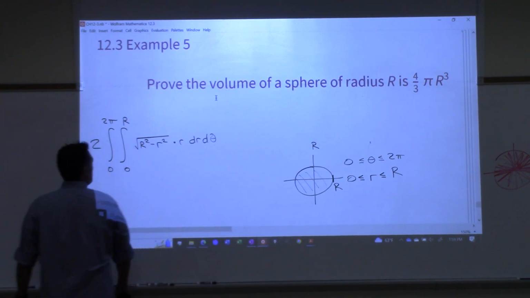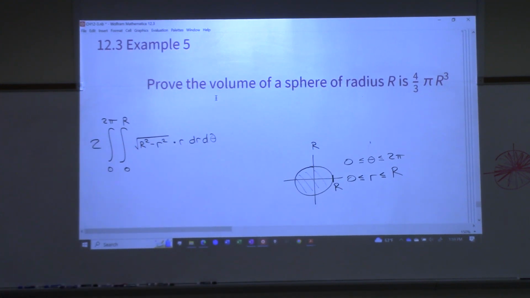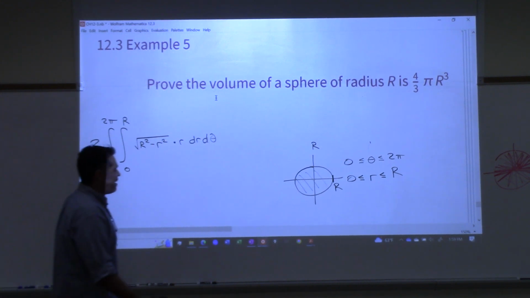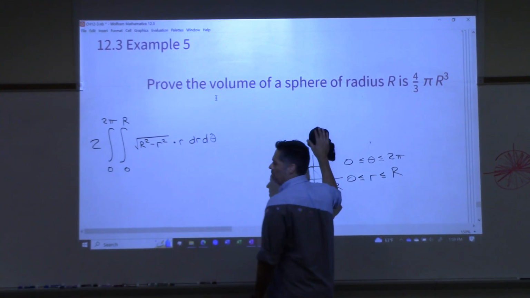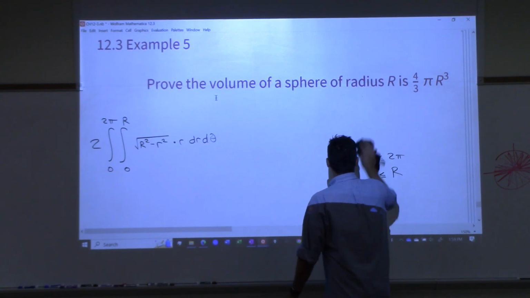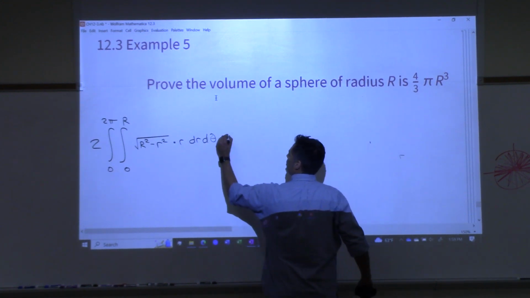There we go. That is the integral. Any questions on that? We're not done. I'm going to take this all the way. We want to prove that the volume is 4/3 pi R cubed, all right? So remember, capital R here is a constant. Capital R is a constant. So I'm going to start doing my integration.